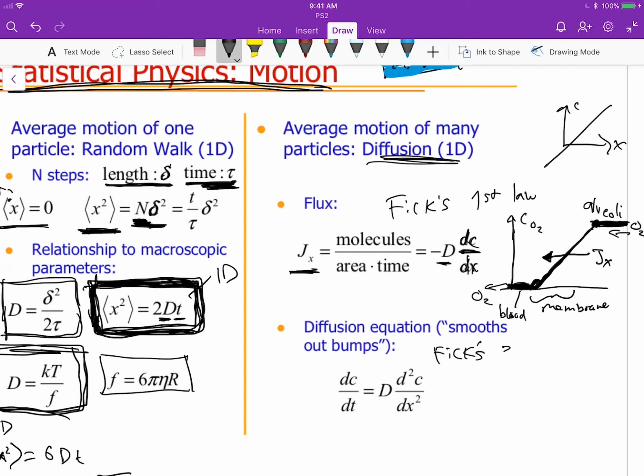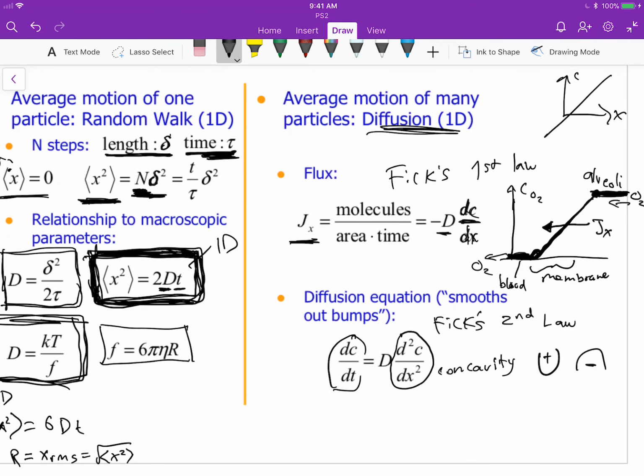And then we have Fick's second law. The one really important thing here to know is that this is about concavity. So basically we look at the sign of the concavity, right? If it's concave up, it's positive, and if it's concave down, it's negative, and that tells you how the concentration will change, right?